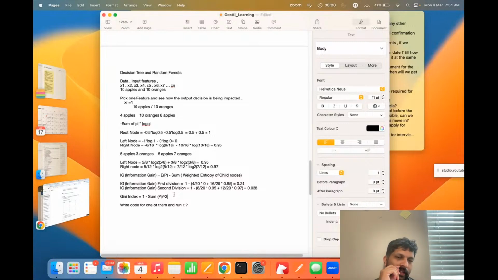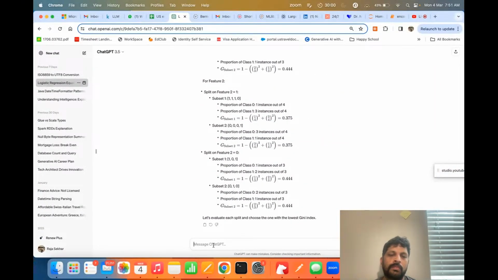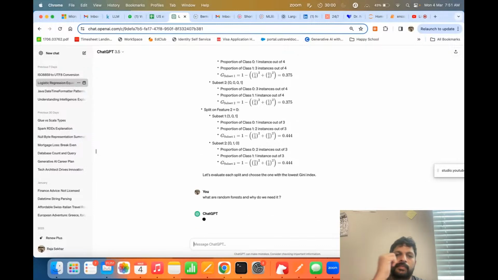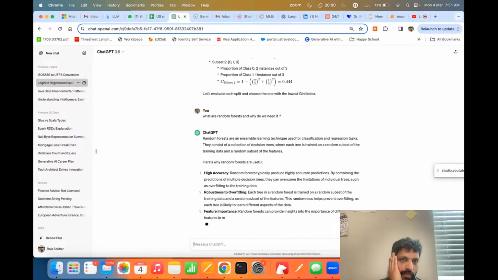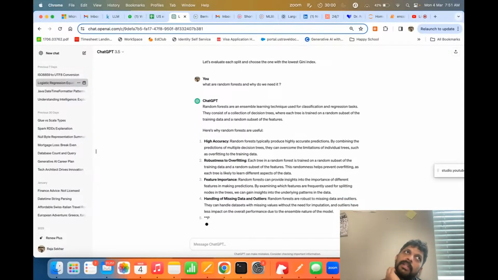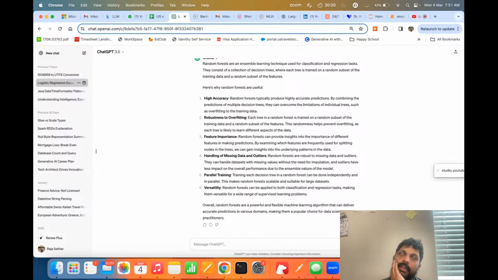Random forest is nothing. Let's ask: what are random forests, and why do we need them? It's an ensemble learning technique. Let me explain what an ensemble learning technique is. Decision trees are more about divide and conquer, right? Where we divide the data sets by using a model at one level.